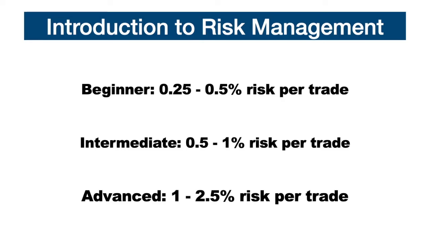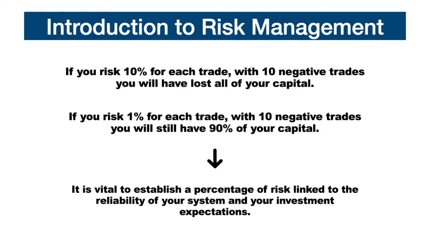Professional traders risk no more than 2% of their capital per trade, and properly manage the size and leverage of their positions. All traders face negative streaks, and it is in these situations where risk management becomes fundamental to implement. If you risk 10% for each trade, it means that with 10 trades you will lose all of your capital. Instead, if you risk 1% per trade, after 10 negative trades, you will still have 90% of the capital available.